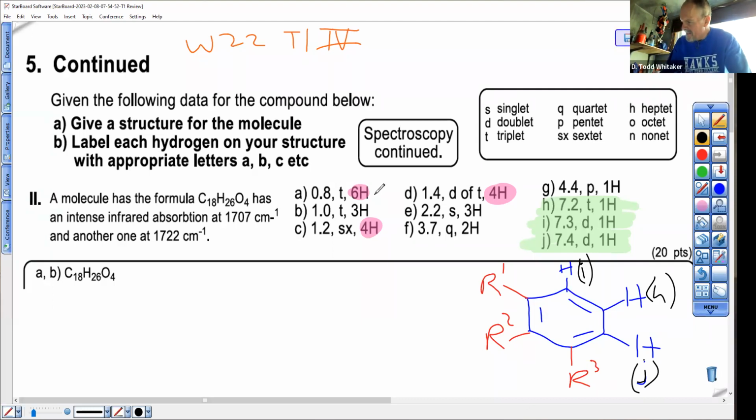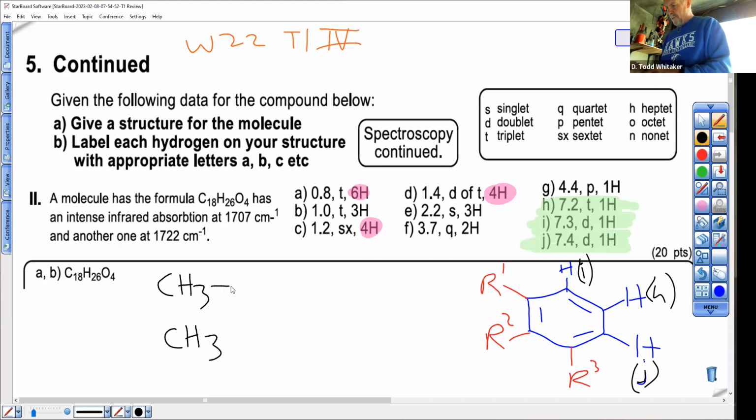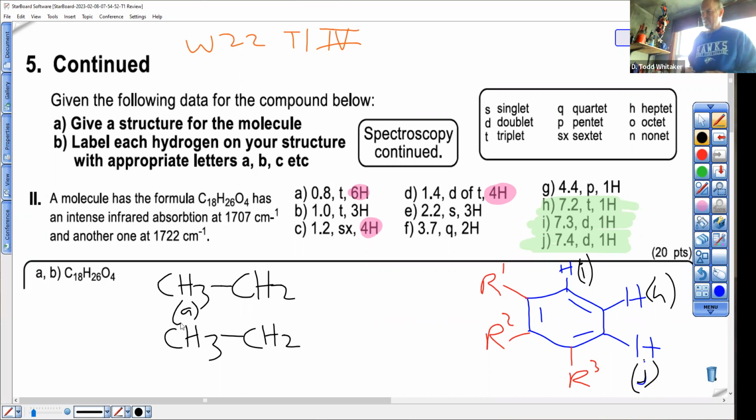Now, when I see 6H triplet, I'm drawing me a CH3 and another CH3 that's identical. They're both connecting to a CH2. Can't be the same CH2. Ladies and gentlemen, if both methyls were attached to the same CH2, you have the molecule propane. And this is not the molecule propane. So these would be called A. And they'd be triplets because there's 2 neighbors. Okay.